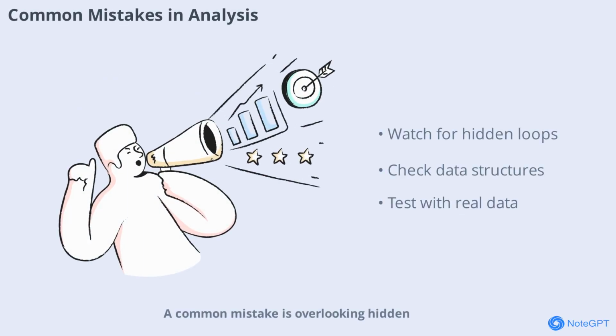A common mistake is overlooking hidden loops or recursive calls that increase complexity. Another is misjudging the impact of data structure operations. Always double-check your assumptions and test with different input sizes to confirm your analysis.